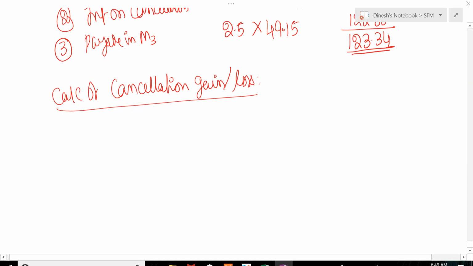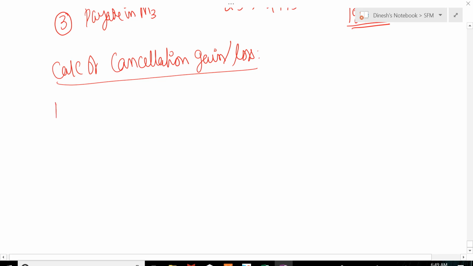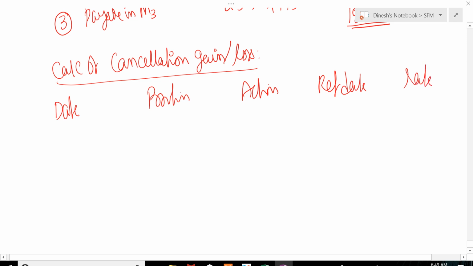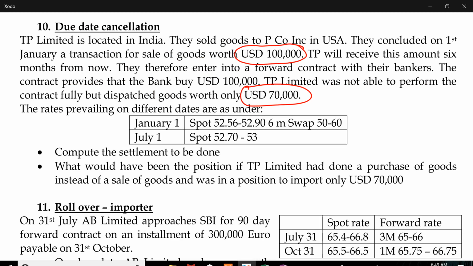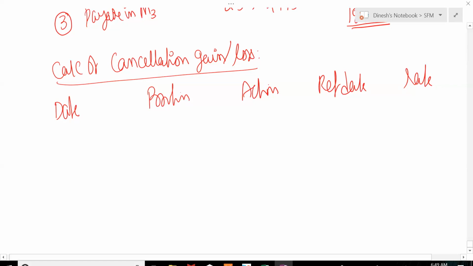What are the 5 columns? Date, position, action, reference date, rate. When did I enter into a contract with the bank? Jan 1. This is the original contract. On Jan 1, I entered into an original contract.